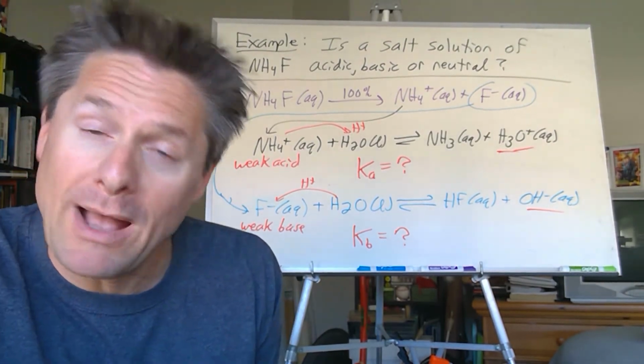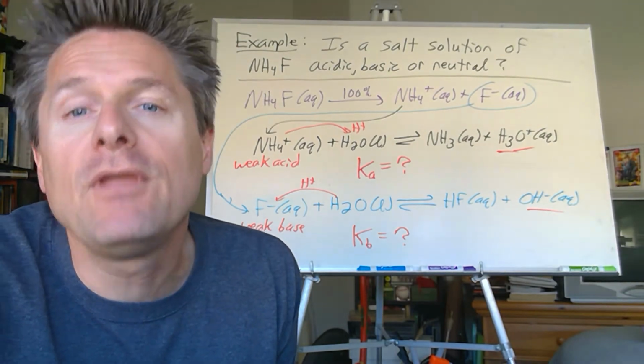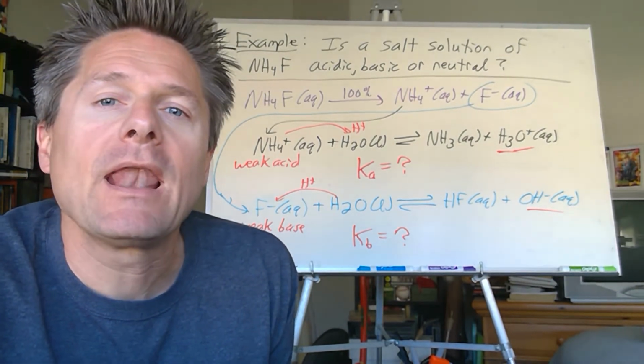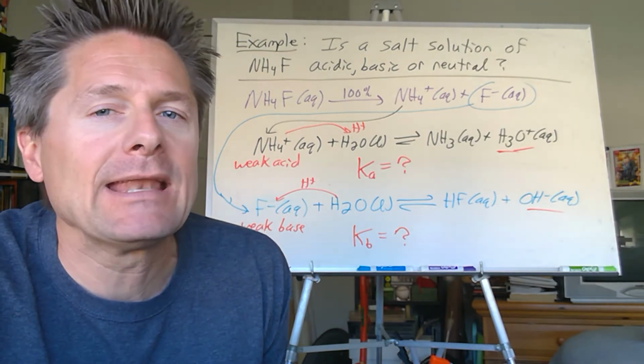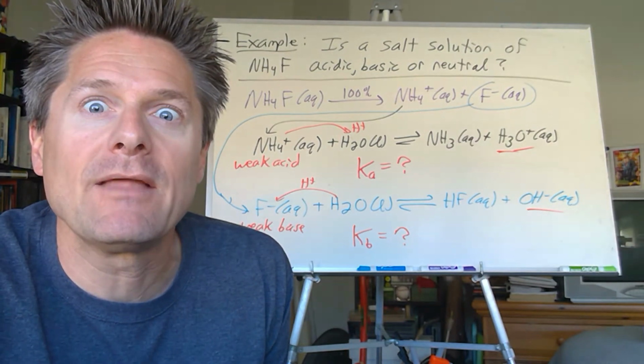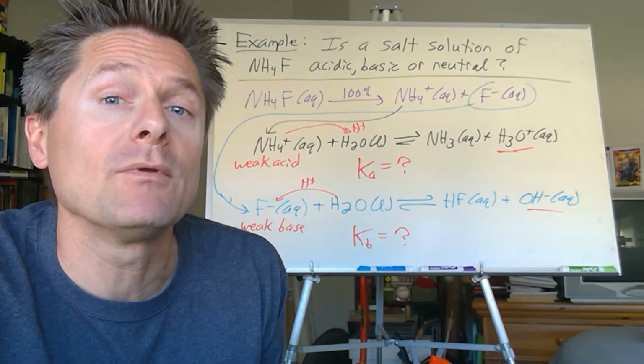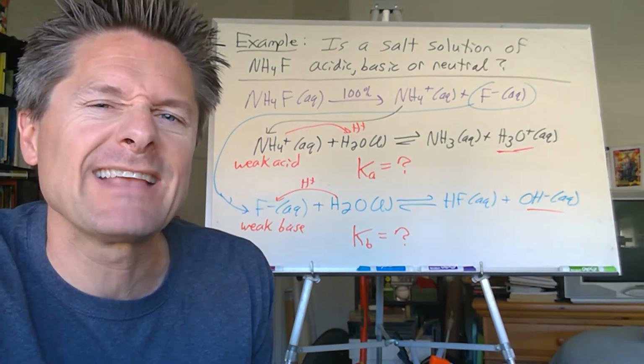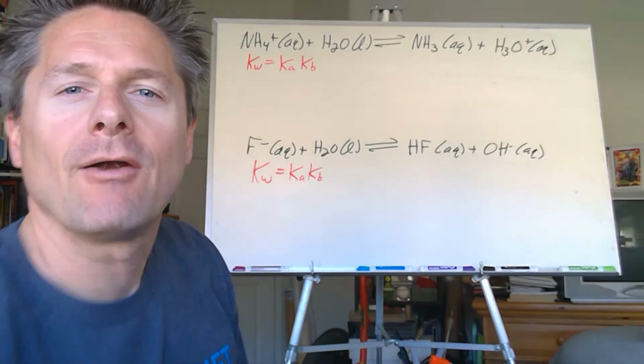I want you to pause this and go review the video that allows us to calculate the Ka and Kb values for things that are not on the table. So remember, Kw equals Ka times Kb. So take a second to go do that. All right, did you do it, gang?